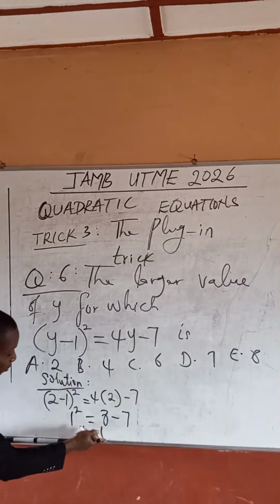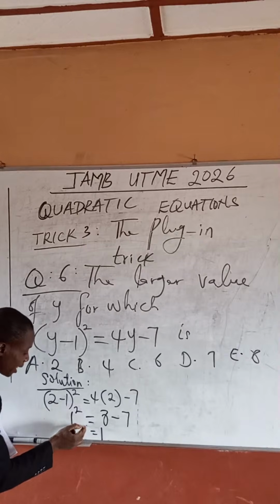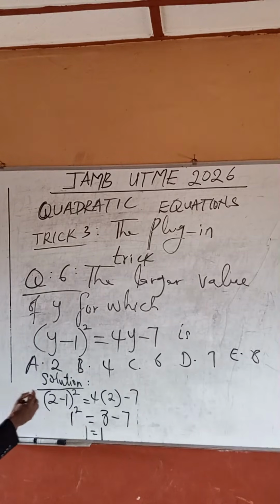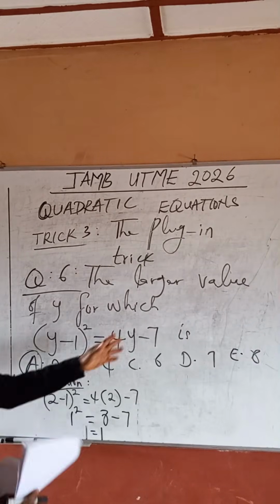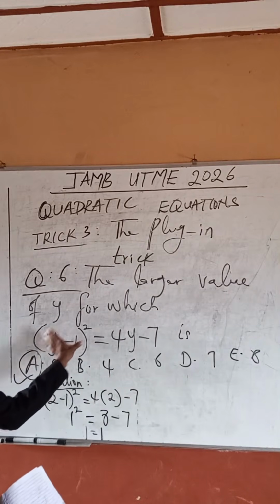Both sides are equal, right? So since both sides are equal, they are both 1 and 1. This is 1, this is 1. Which means A is the answer. So we go for A, right? So you shade A. This is the solution to this question. There is no need for solving. Some persons will open brackets and start solving.